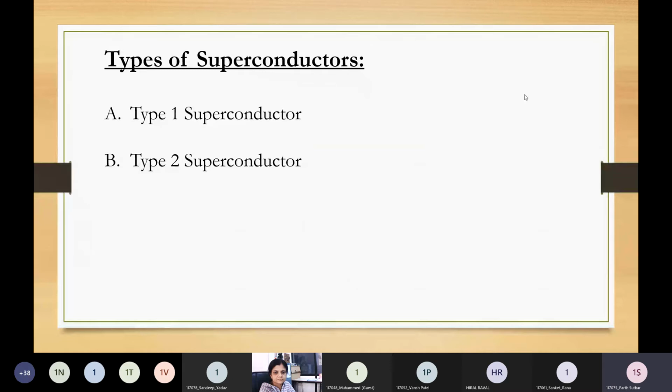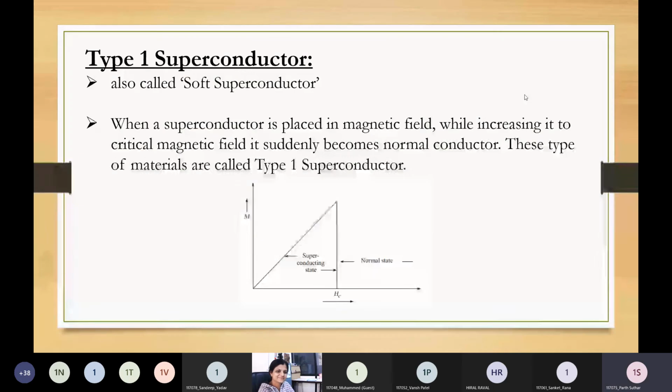Okay. Now types of superconductor. We have main two types of superconductor, type 1 superconductor and type 2 superconductor. Here type 1 superconductor is called soft superconductor. Now, when a superconductor is placed in magnetic field, while increasing it to critical magnetic field, it suddenly becomes normal conductor. Just a moment.